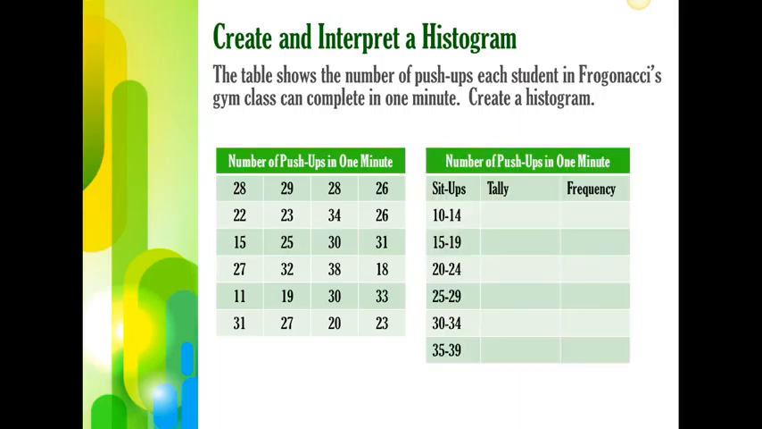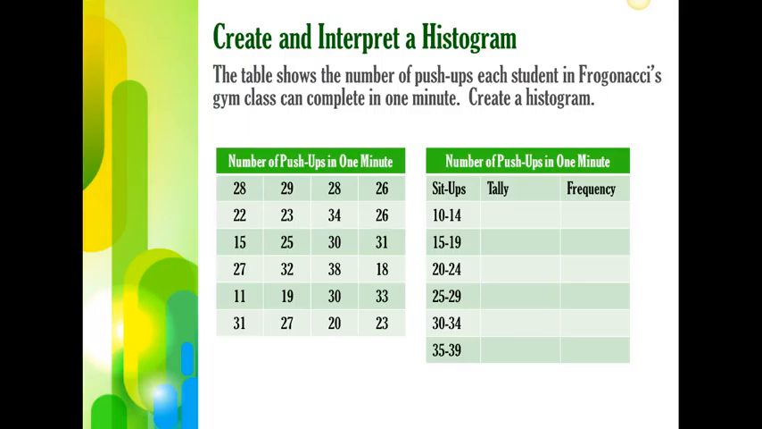Next, we'll set up a frequency table with our intervals. In order to make things easy to keep track of, I decided to start with 10 and go to 39. You can see that I did not put 10 to 15 and 15 to 20 and 20 to 25, etc. If I did that, that would cause an overlap. What would you do with the students who did 15 push-ups if they were both in the 10 to 15 and the 15 to 20 interval? You have to make sure that the intervals are equal.